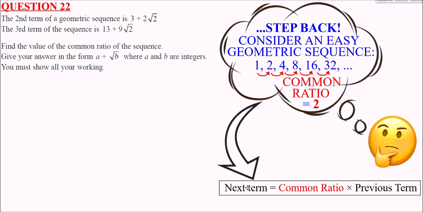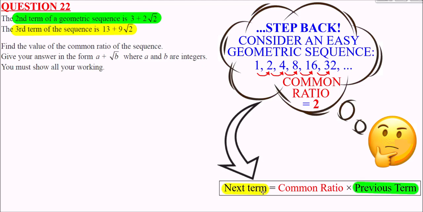So just to clarify what I've said, the next term is just the common ratio multiplied by the term before it. We know the second and third terms. So the next term, the third term, is whatever the common ratio is multiplied by the previous term. So that's what we've got. 13 plus 9 root 2 is the ratio multiplied by 3 plus 2 root 2.